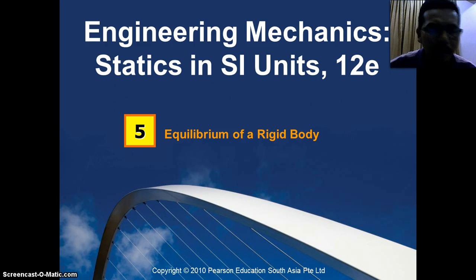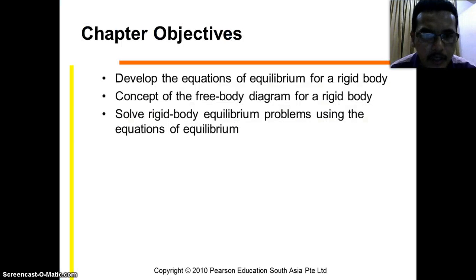A rigid body has size, whereas for a particle we neglect the size, but it has mass. For a rigid body, we consider the mass and also the size. So the objective of this chapter, the first one, is to develop the equation of equilibrium. So we have the equation of equilibrium for a rigid body.